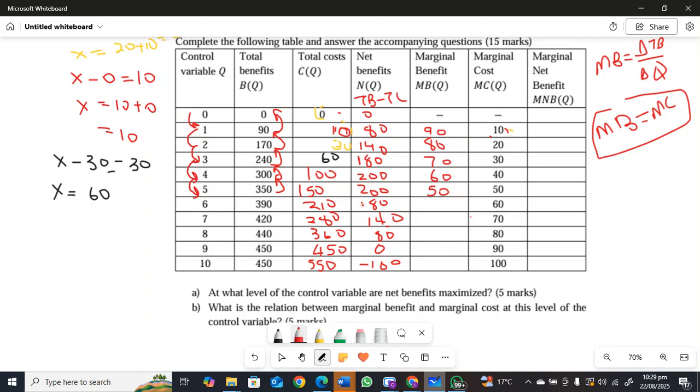Okay. So we move from 5 units to 6 units. Our output increases to 390. So 390 minus 350, 40. As we can see, our marginal benefits just keep on dropping. When we move from 6 units to 7 units, 420 minus 390, that is 30. From 7 to 8 units, 440 minus 420, 20. From 8 units to 9, 450 minus 440, 10. From 9 to 10 units, 450 minus 450, 0. Any questions?